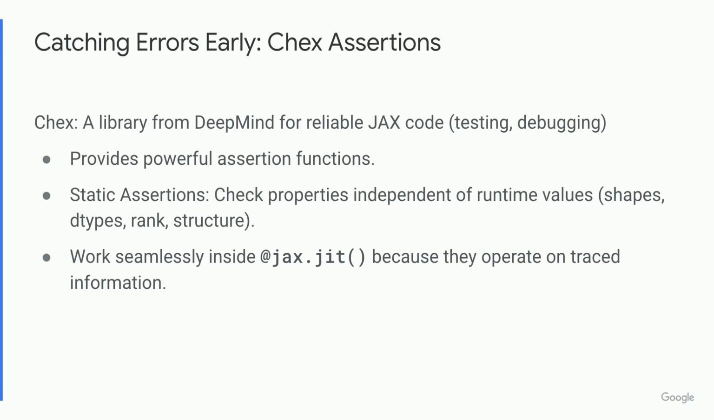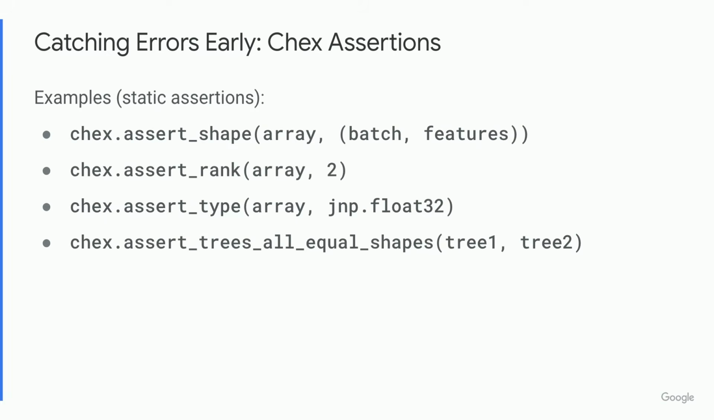Let's start with static assertions. These check things like shape, rank, which is the number of dimensions, and data type. Because these properties are known during JAX's tracing phase, you can put these assertions directly inside your JIT-compiled functions, and they just work, providing valuable checks without needing runtime values. Here are some examples of the kinds of assertions which are available in checks.